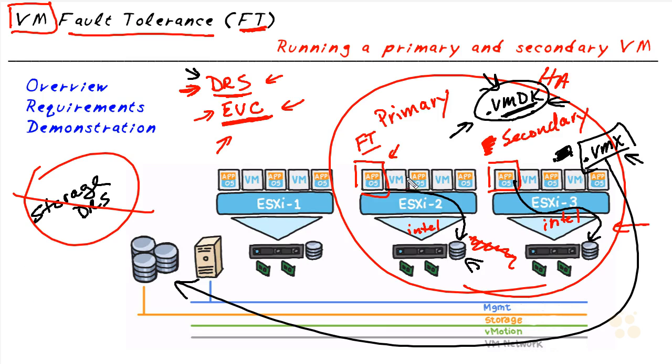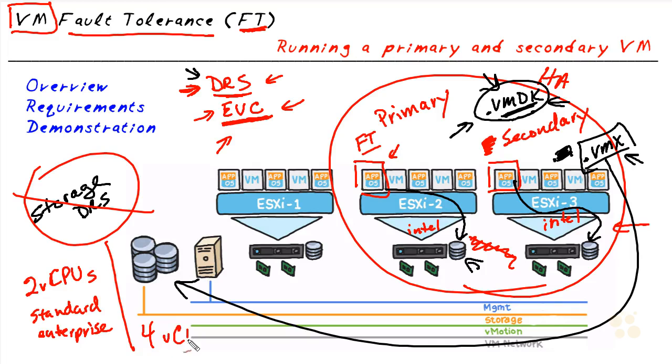So if we want fault tolerance for machines up to 2 virtual CPUs, we can do that on Standard Edition or on Enterprise. However, the 4 virtual CPUs, that's going to require an Enterprise Plus license.